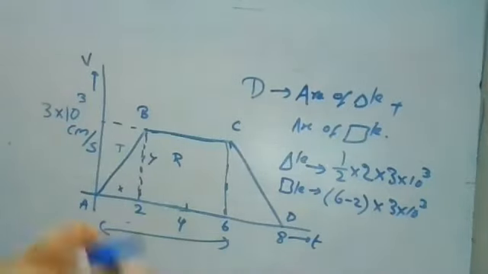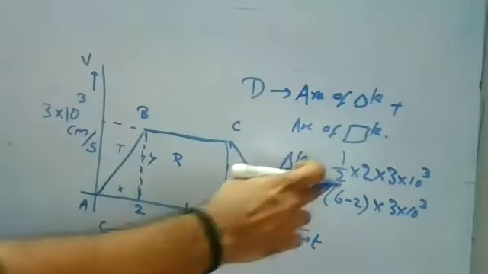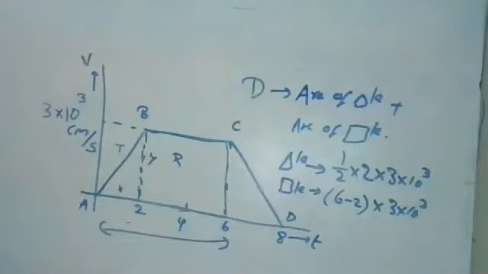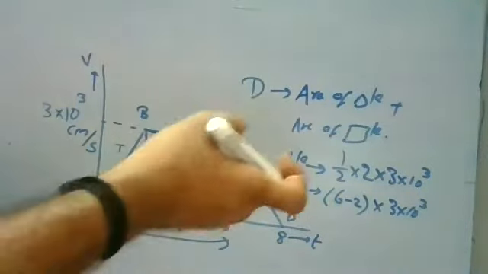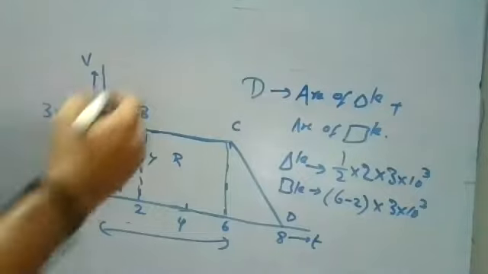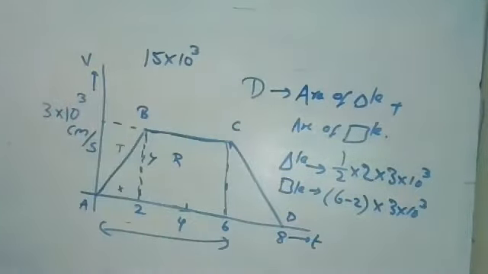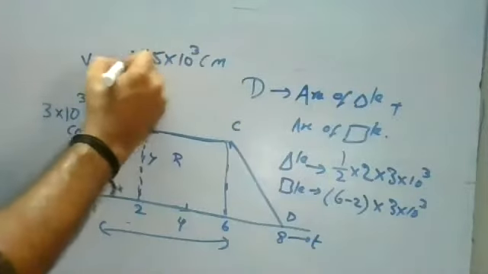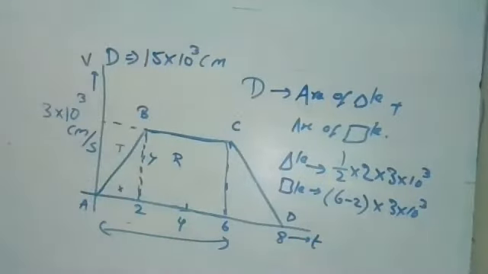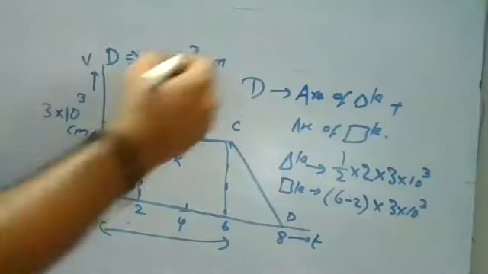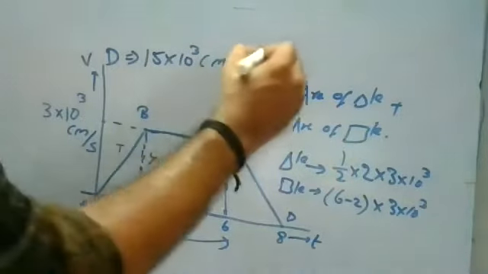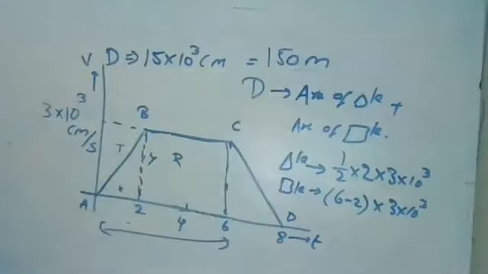Now, adding these two, you'll get the answer. Half into 2, the 2 will get cancelled, so 3 into 10 power 3, plus 6 minus 2 is 4, so 4 into 3 is 12 into 10 power 3. So the answer is 15 into 10 power 3 centimeters. It is your distance. After finding it, you can convert into meters, so it is 150 meters. This is the total distance covered for the first 6 seconds.